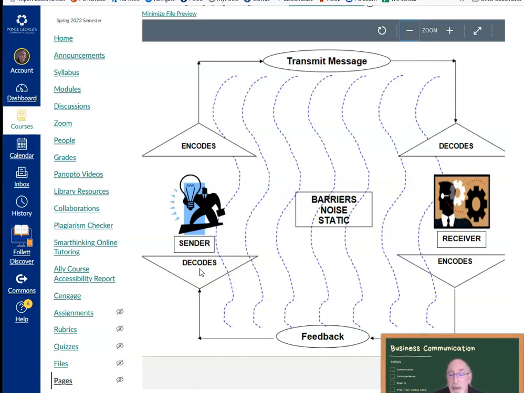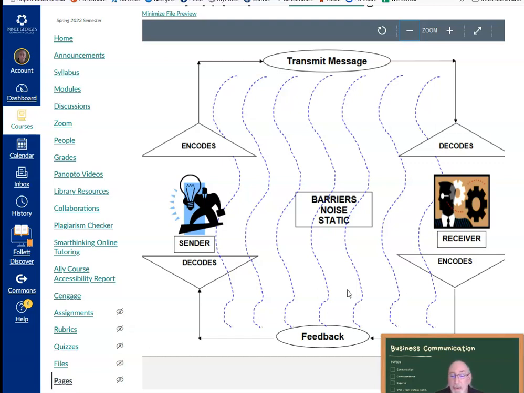This feedback hopefully will indicate that the receiver understood the sender's message correctly. But we could see potential problems. Look more closely at the diagram. The challenge is these squiggly lines. They represent noise, static, and barriers to communication.